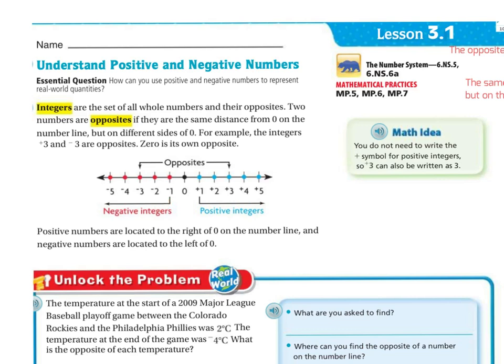So negative 1 and positive 1 are opposites. Negative 5 and positive 5 are opposites. Positive numbers are located to the right of the 0 on the number line, and negative numbers are located to the left of the 0.